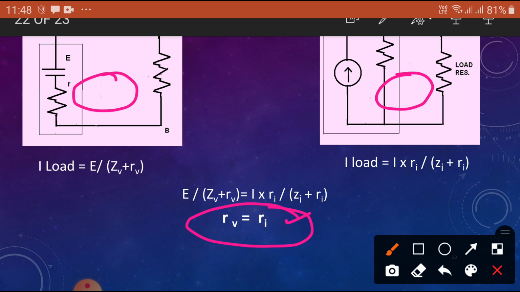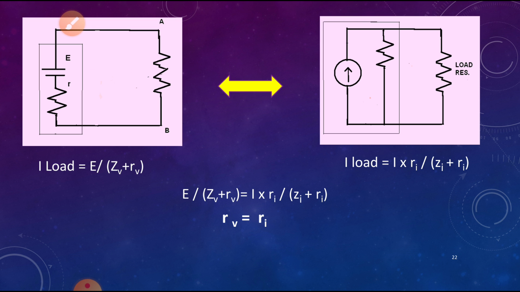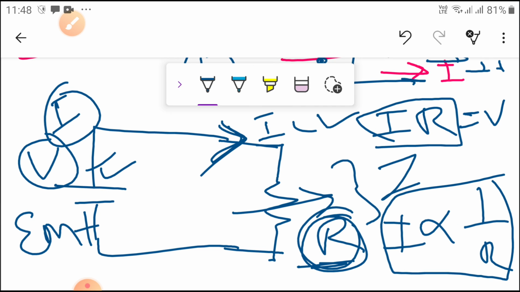So we have seen this one. Now we can convert a voltage source to a current source. So how are we going to convert? Both we are going to convert. Let us see that.